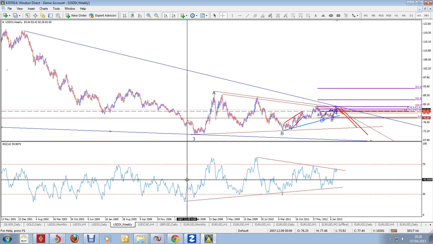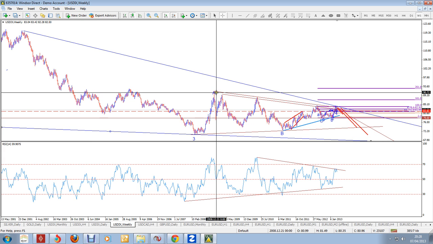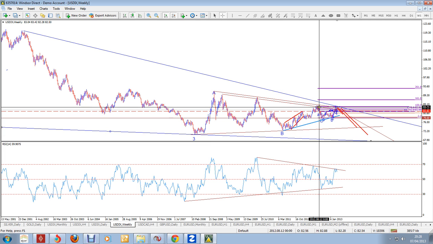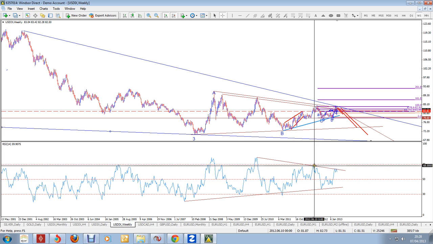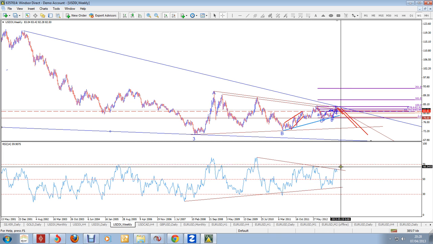So you've got A, B, C going up, A, B, C going up here, wave A. Then you've got A, B and C down as wave B. Then you've got A, B and C up as wave C. So this one would be C, this one would be D rather, and this one would be E.